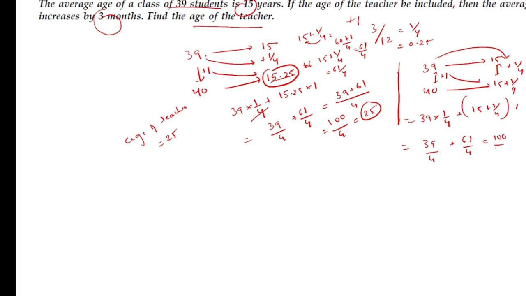It is 100 by 4. The average is 25. So the average age of the teacher is 25. Similarly, let's take another question.